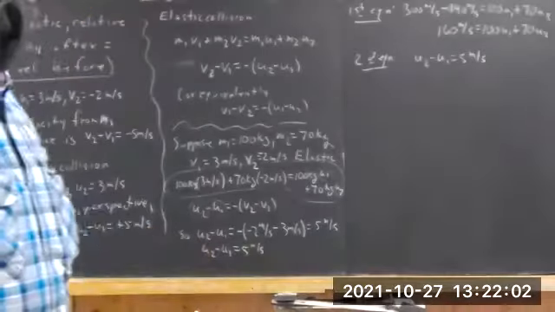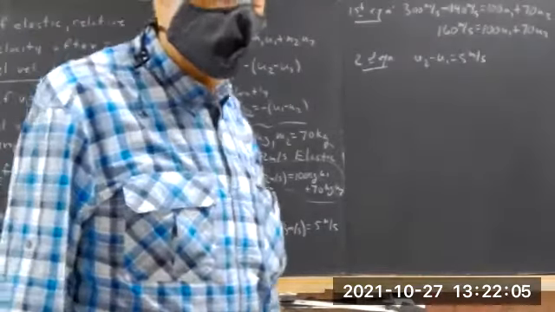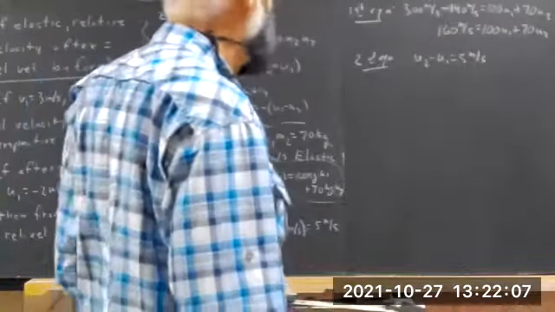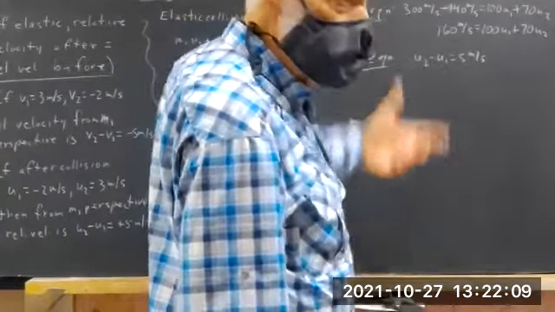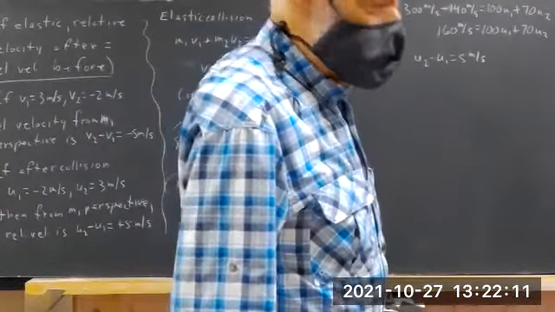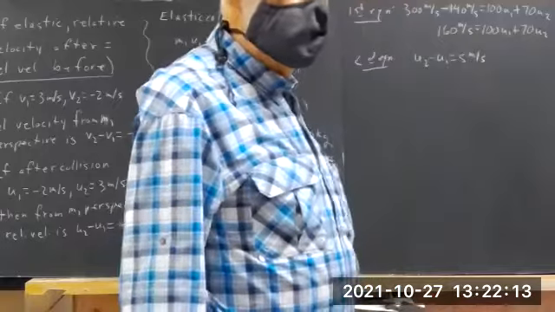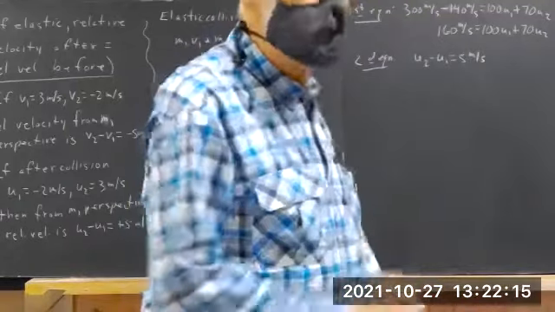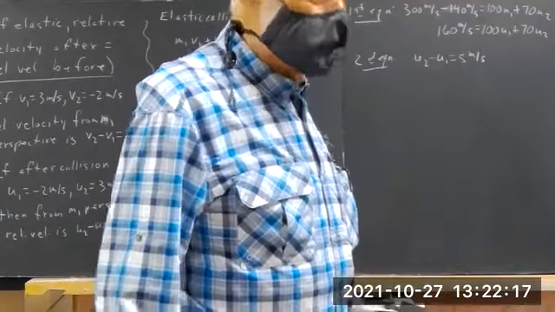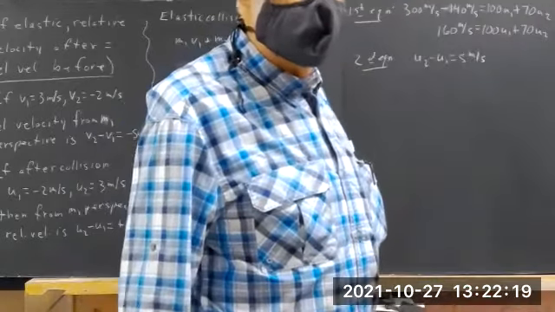Okay, second equation, U2 minus U1 equals 5 meters per second. How can I solve two simultaneous equations? I can use elimination, I can use substitution. I could graph them and see where the lines intersect.